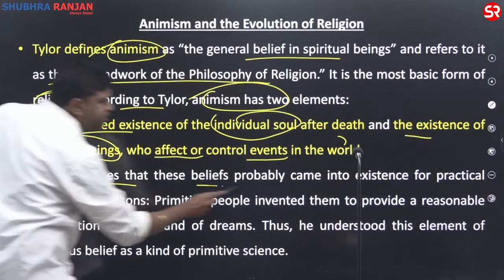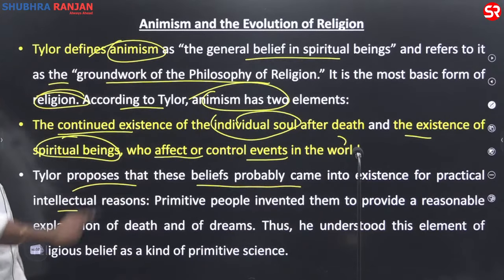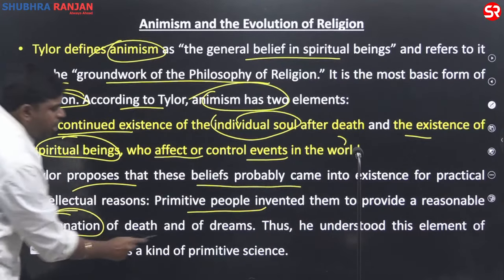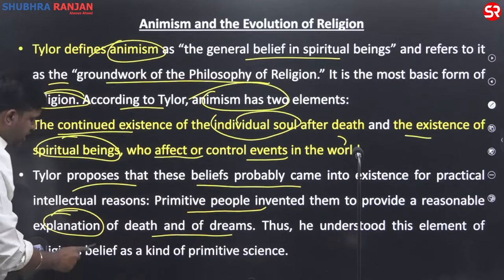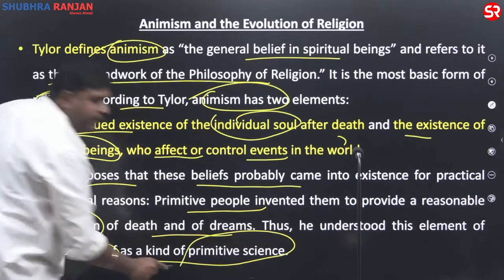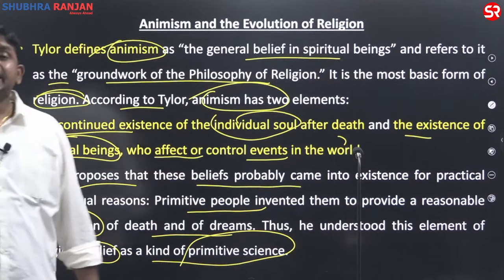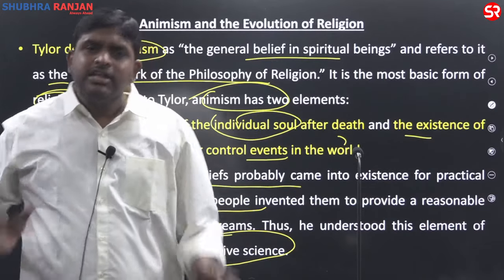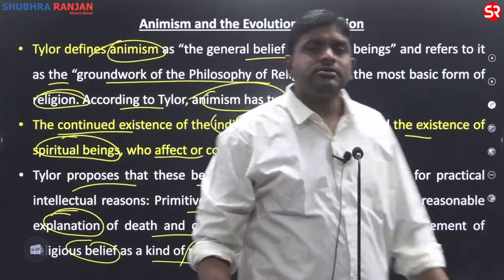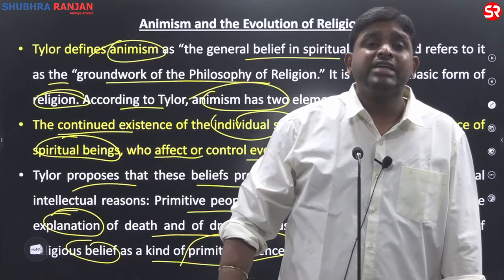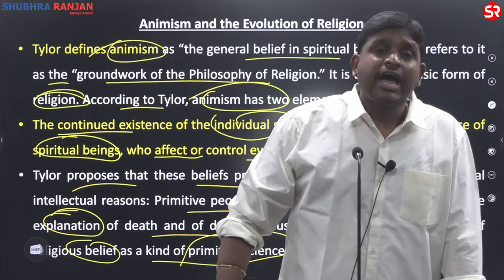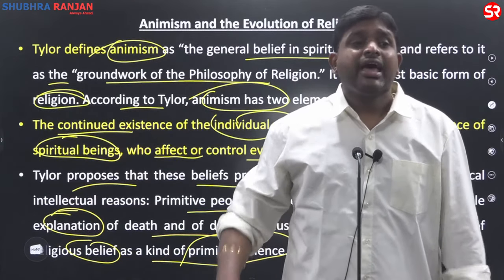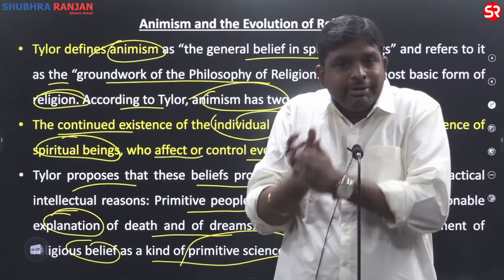Taylor proposed that these beliefs probably came into existence for practical intellectual reasons. Primitive people invented them to provide a reasonable explanation of death and of dreams. Thus he understood this element of religious belief as a kind of primitive science. It is like a science. Why? Because they are giving answer. E.B. Taylor told that religion is nothing but a science. Why? Because I want an answer after death, what is happening. The answer is soul worship, and the soul is also having the power to control the natural events. Hence people started worshipping it. Hence he named animism as primitive.